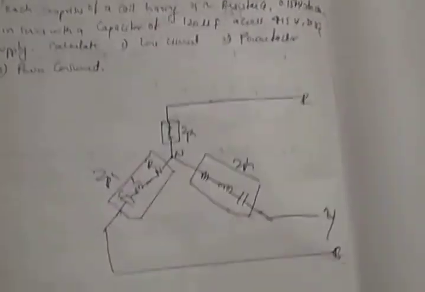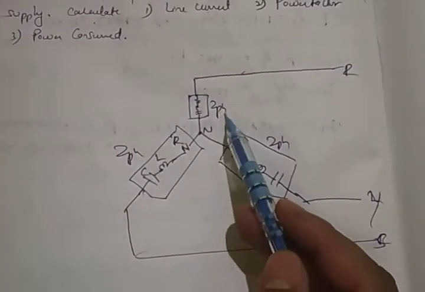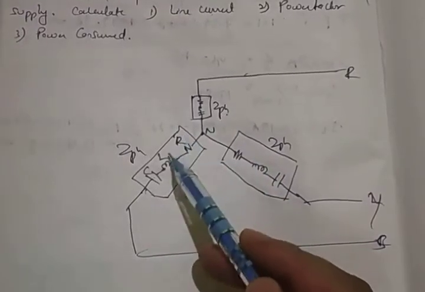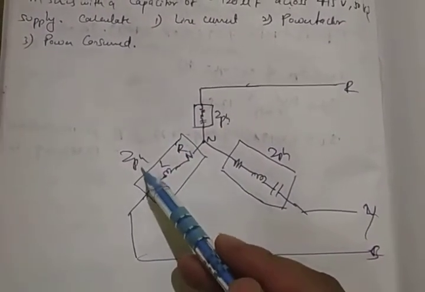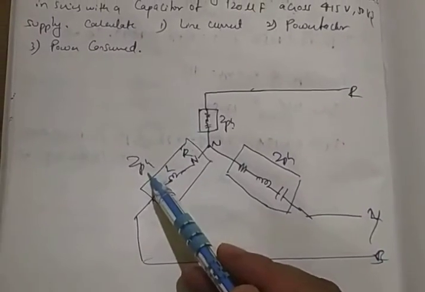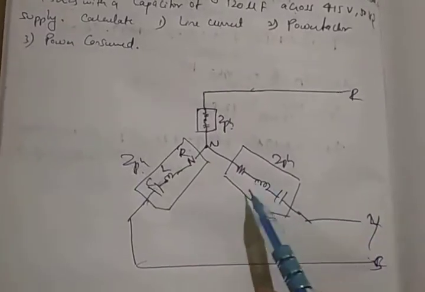See, for the star connected load, the circuit diagram should be like this. Impedance per phase is given: R, L, C. All three values are given. So together R, L, C we can take as the impedance per phase, ZPH, for R, Y, B.